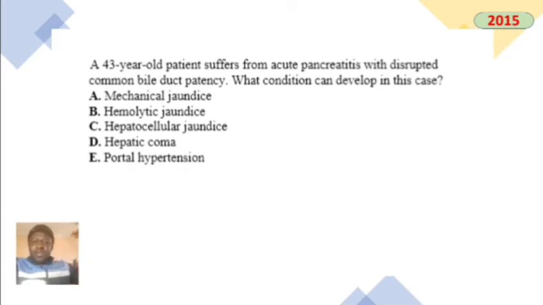if you transfuse blood, a reaction can lead to what? To hemolysis, and then the bilirubin will increase, right? Hepatocellular, this will be the actual liver problems, like cirrhosis. All right, so in this case, you just know if there is disrupted patency of the biliary tract or biliary tree, then it's mechanical, right? And they are usually blocked by stones, right? Stones from cholesterol or even bile, right? So it's mechanical jaundice.